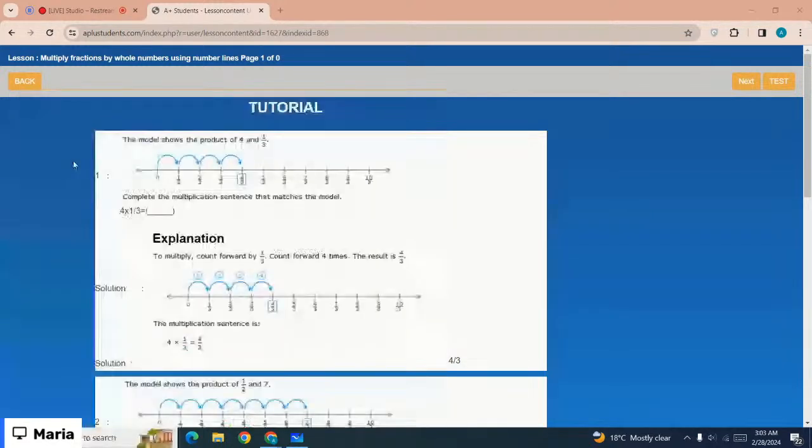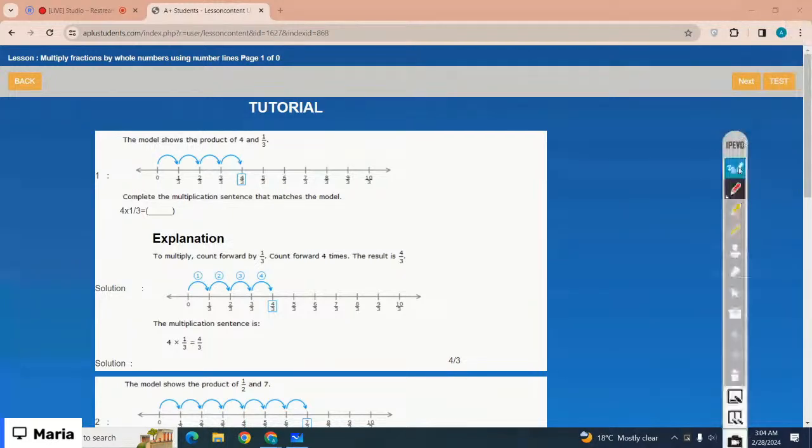So when we're working on number lines, that's very easy. You just have to understand the number line first, right? So here it is. To multiply, count forward by 1 by 3, right? You have to count forward.